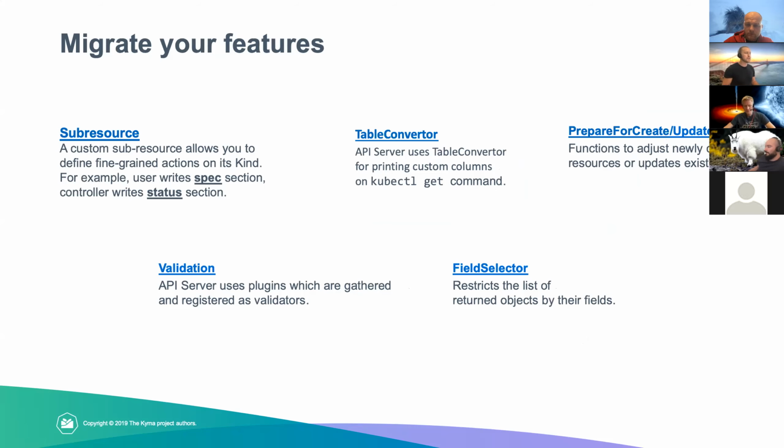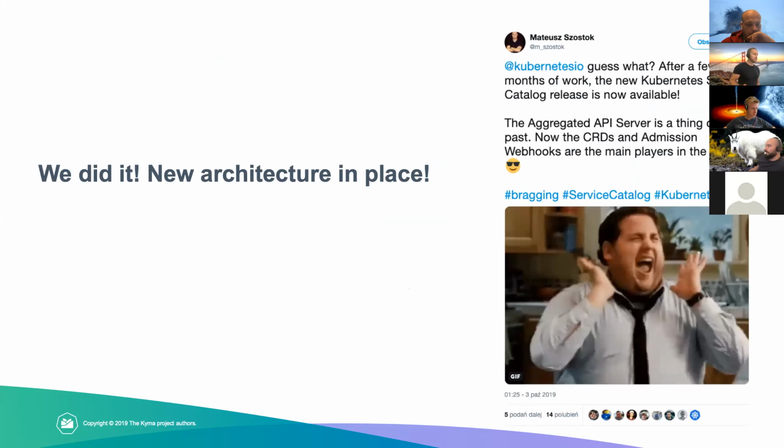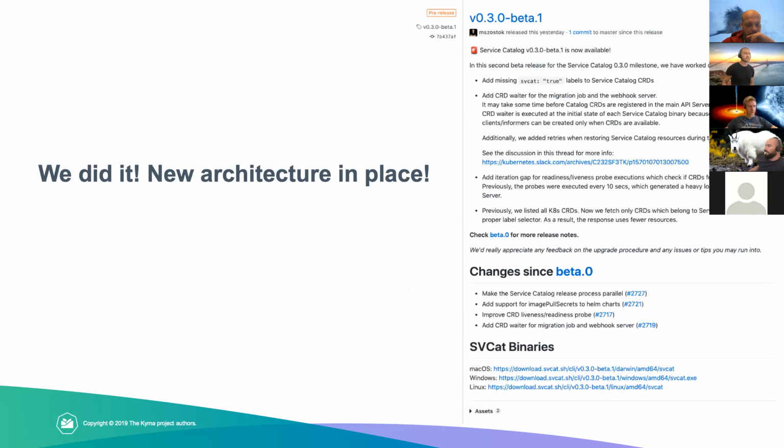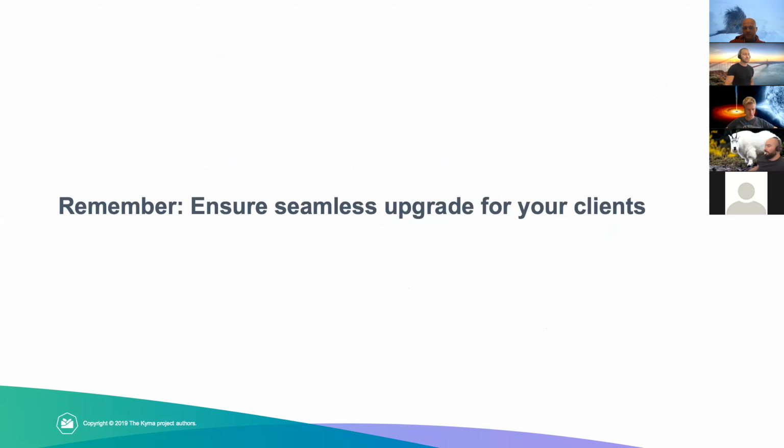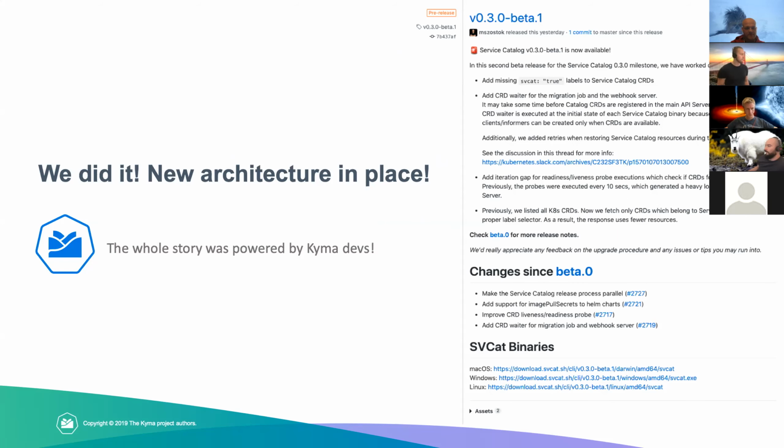And what we did, we just collected all custom API server features and we substituted them with the CRD approach. And what is most important is that the new architecture is already in place. So right now we have a new service catalog released with the CRD implementation. Right now we have a beta 1 release. All those things were powered by Kyma developers. And what is more important is that we'll use that in the upcoming release 1.6.